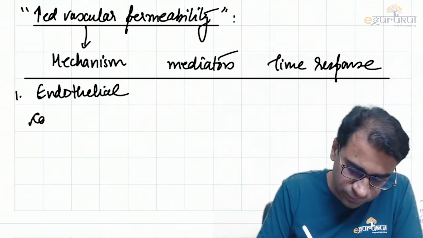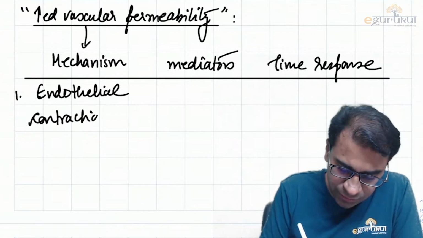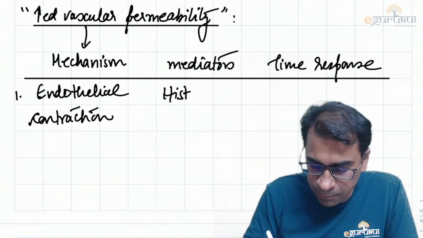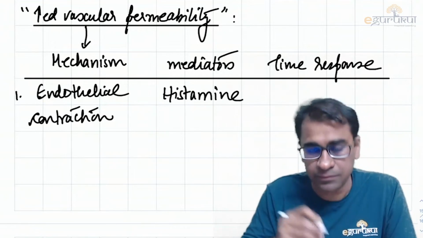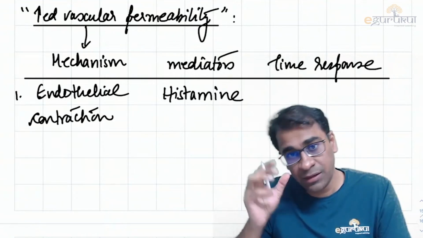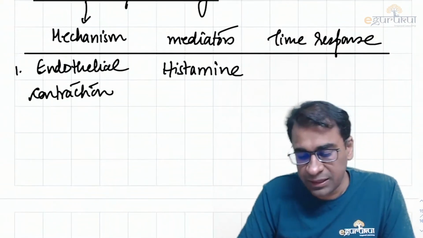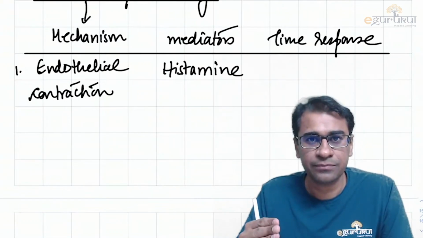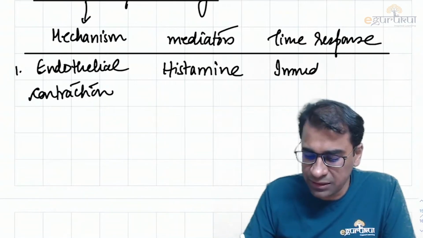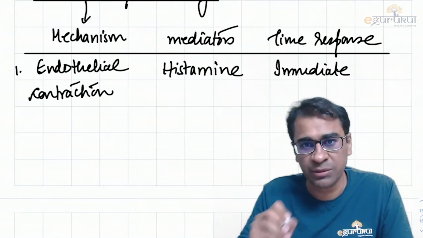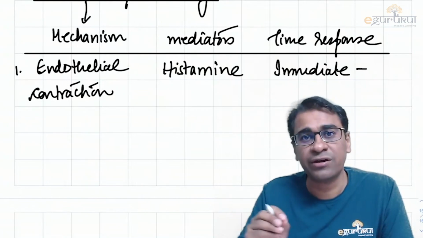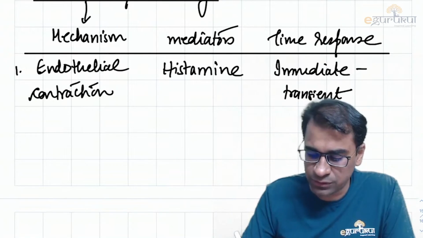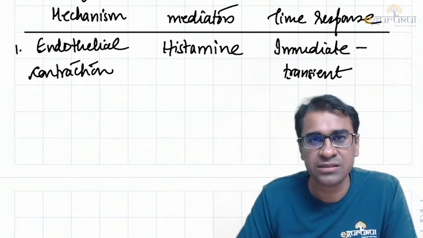The first one is endothelial contraction. It is mediated by histamine. The time response you should know is it occurs immediately. Okay, it occurs immediately, but it is only for a transient time. So it is called an immediate transient response.